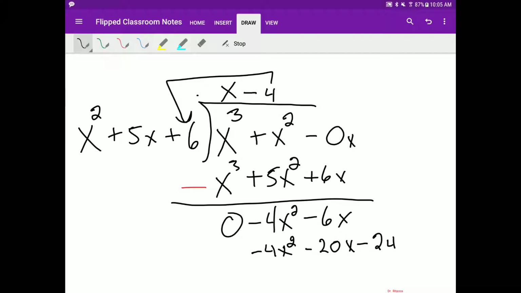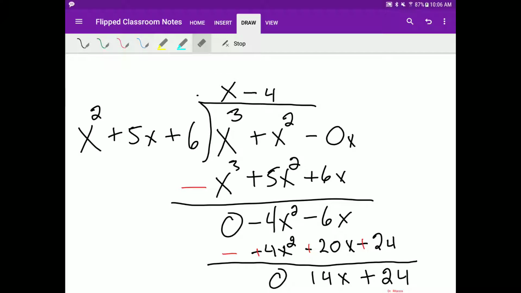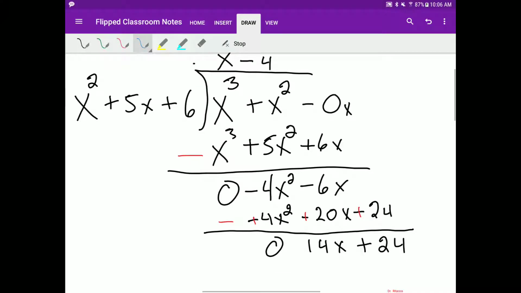All right. Now I'm going to subtract this term. Now these are all negative values, so these are all going to become positives. So I'm going to be left with 0 plus 14x plus 24. Now, x squared does not go into 14x plus 24. You can see that. So we stop, and 14x plus 24 is the remainder. That whole value is going to be our remainder.